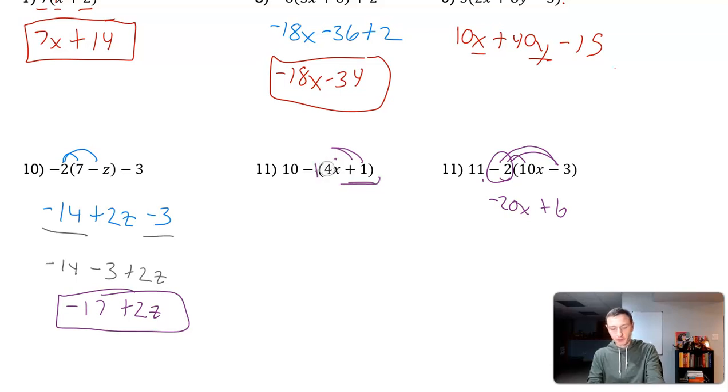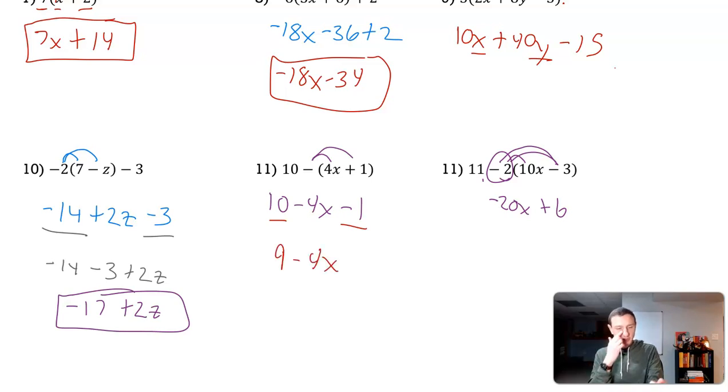So back to this first problem though. I want to do negative 1 times 4, or take the opposite of 4x, negative 1 times 1, take the opposite of positive 1. So 10 minus 4x minus 1, because negative 1 times 4 is negative 4, negative 1 times 1 is negative 1. And then we want to combine like terms. 10 minus 1 is 9. And you could write this as 9 minus 4x.